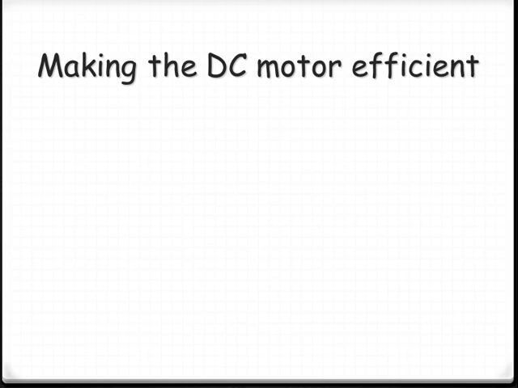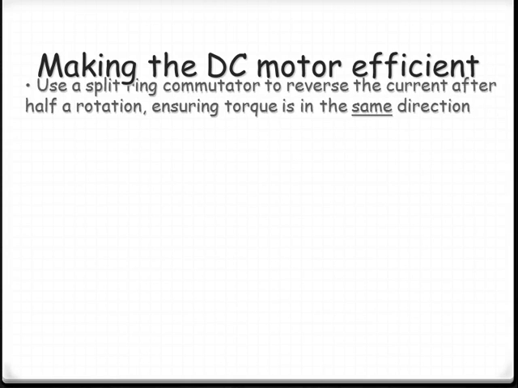So first thing, to make sure it keeps spinning, and this is what I highlighted, this funky little thing on that animation, we need what's called a split ring commutator. And what this does is reverses the direction every half a turn. So every half turn, the direction of the current in the coil changes, and that keeps the force on the left-hand side always going one direction, and therefore the torque is always in the same direction, so it's going to keep rotating.